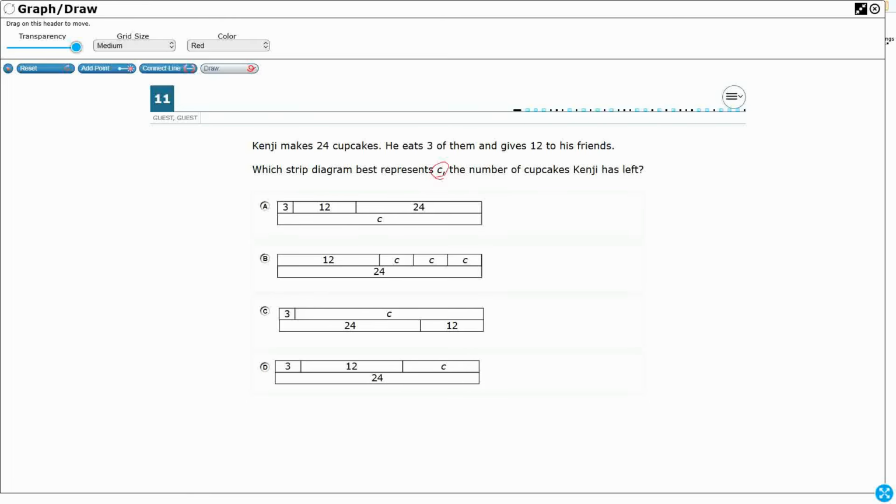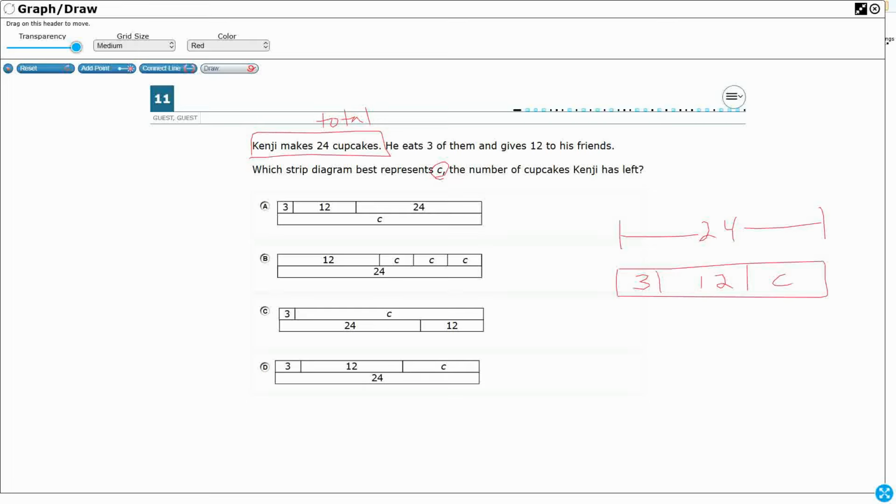Well, we need to recognize when they give you this simple declarative statement, Kenji makes 24 cupcakes. That's our total. We're not adding to them. Now we're taking them away. So I want my 24 to be my total. Now what am I doing with that 24? Well, I'm going to eat 3 of them. I'm going to give 12 away. And then there we go. C is how much I have left.